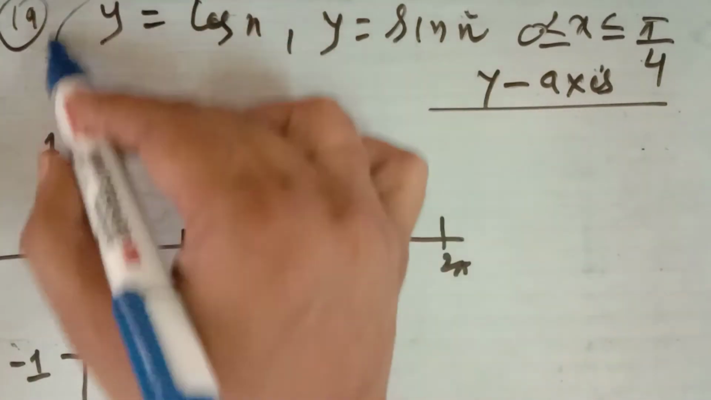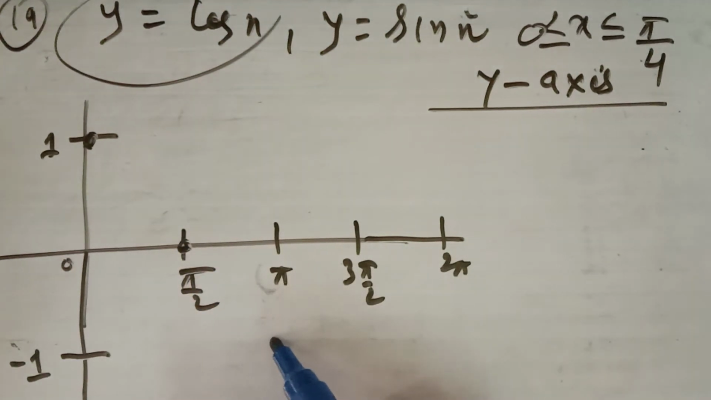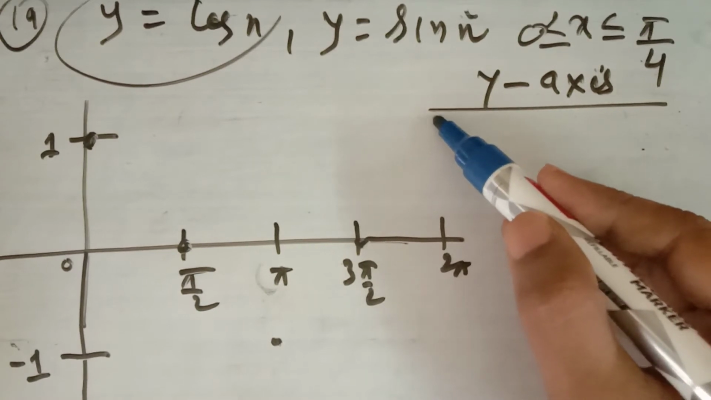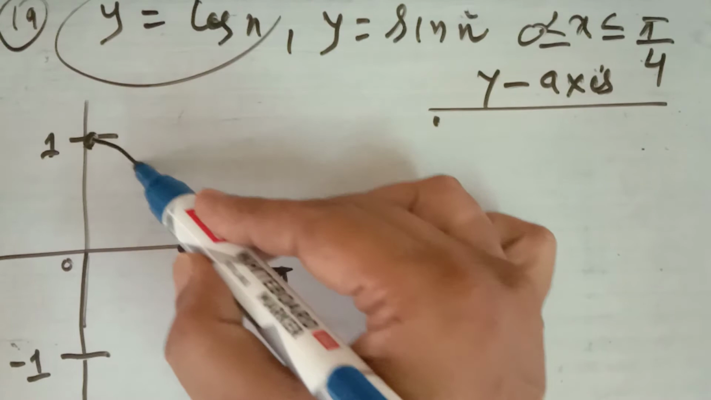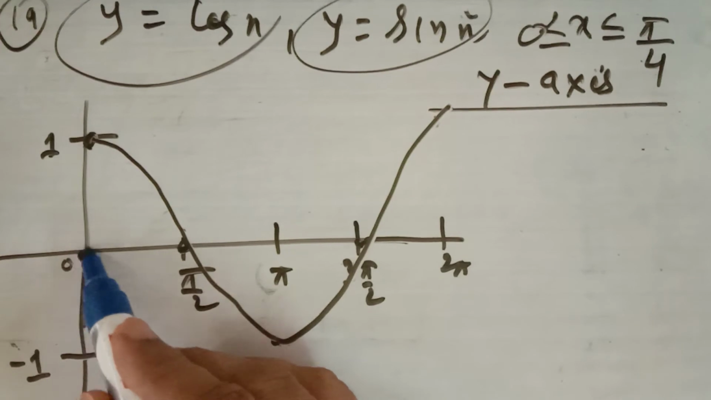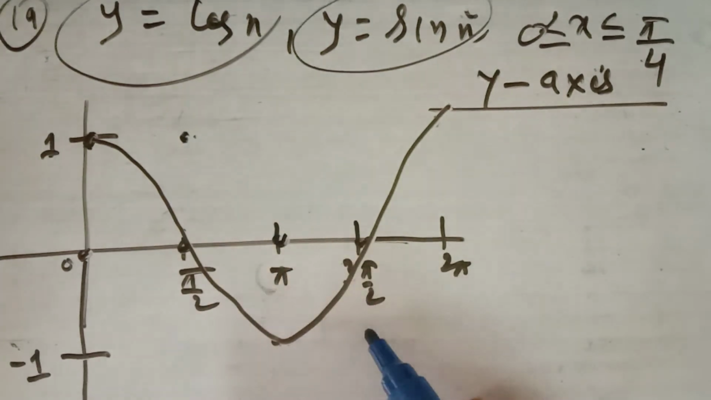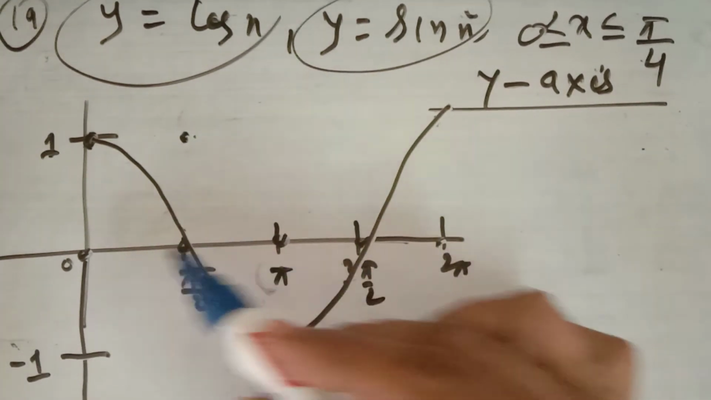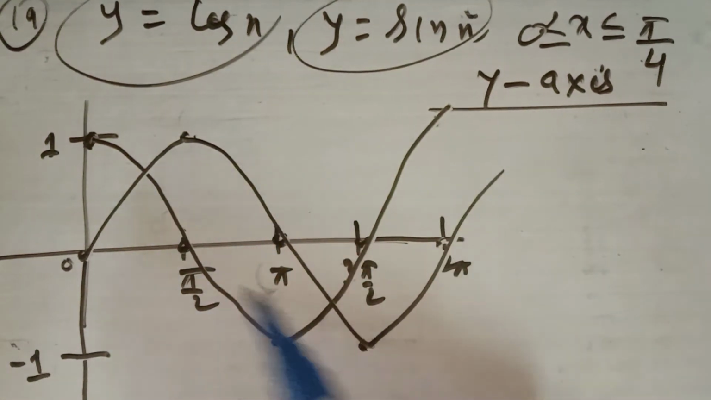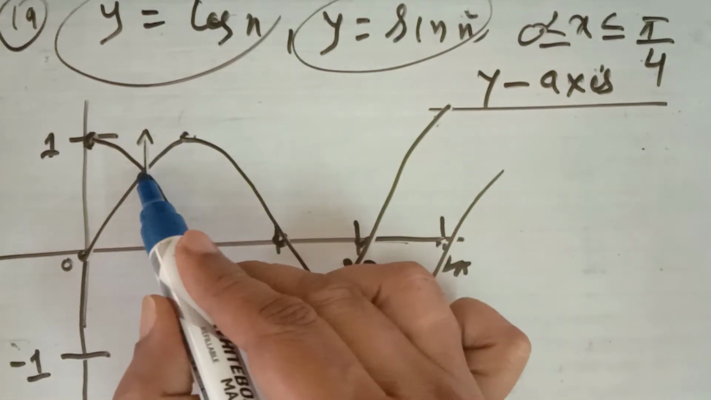Now for cos x, for 0 it is equal to 1. For 90 it is 0. For 180 it is minus 1. For 3 pi by 2 it is 0, and so on. So this is the curve of the cos x. For sin x, for 0 it is 0. For 90 it is equal to 1. For 180 it is 0. For 3 pi by 2 it is minus 1, and the curve goes like this.